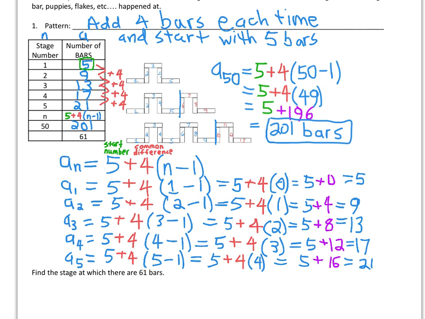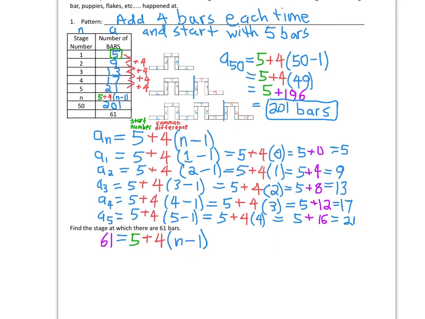And we can use the general equation again to go backwards. If I know how many bars I have, I can find the stage number. Use this equation, plug in the number of bars that we know they have, and see if you can find what stage that is. Otherwise, that's going to look something like this.